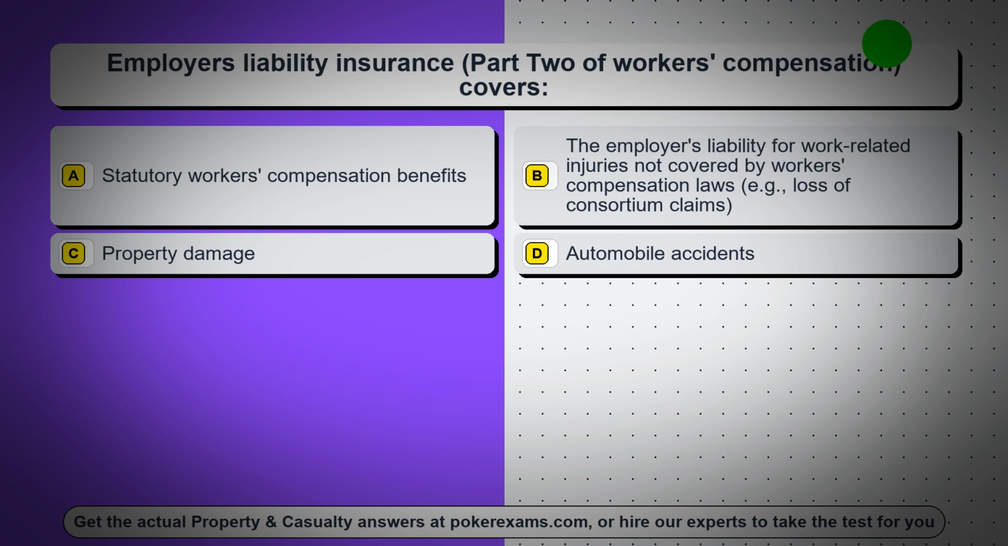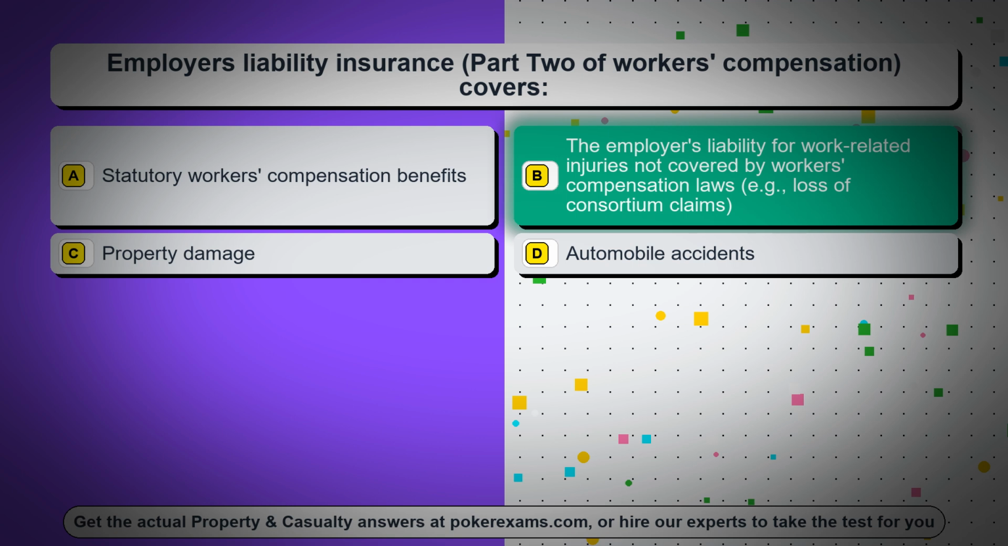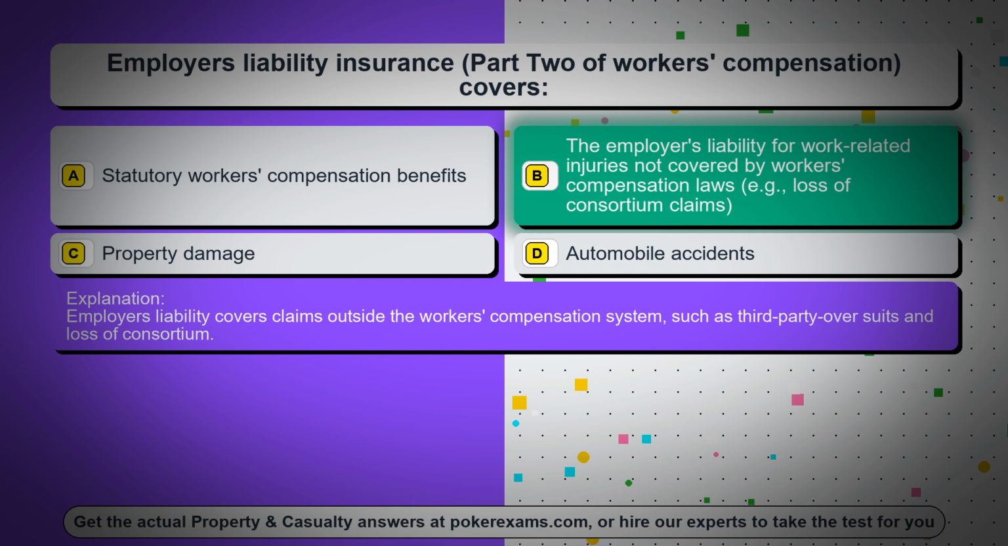Question 75. Employer's liability insurance, Part 2 of workers' compensation, covers: Option A, statutory workers' compensation benefits. Option B, the employer's liability for work-related injuries not covered by workers' compensation laws, for example, loss of consortium claims. Option C, property damage. Option D, automobile accidents. The correct answer is option B. The employer's liability for work-related injuries not covered by workers' compensation laws, for example, loss of consortium claims. Employer's liability covers claims outside the workers' compensation system, such as third-party over suits and loss of consortium.